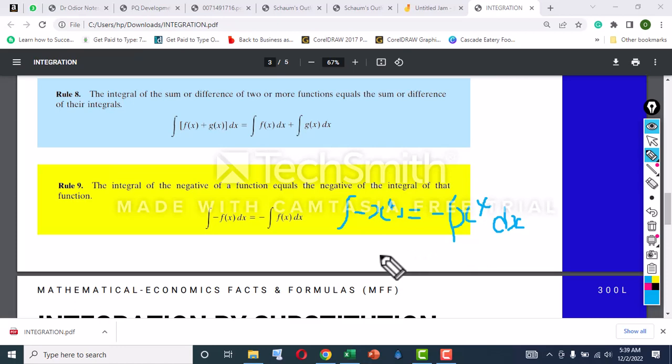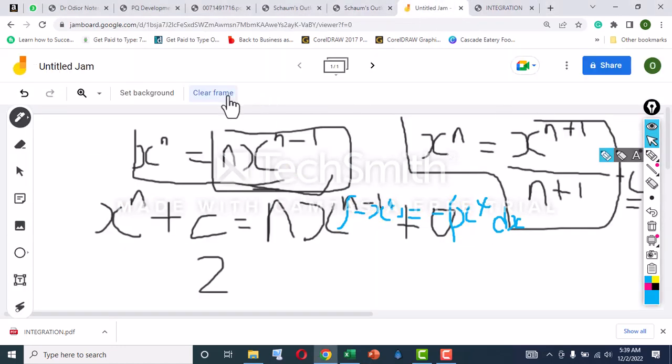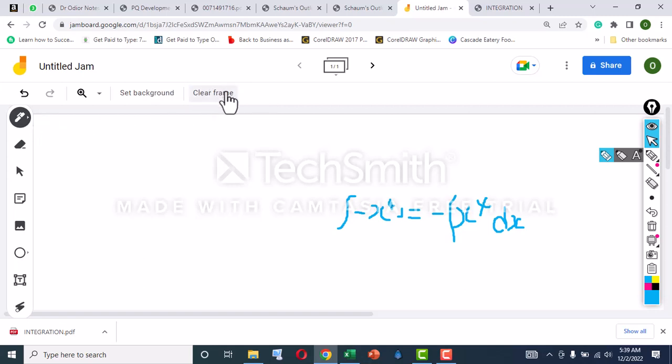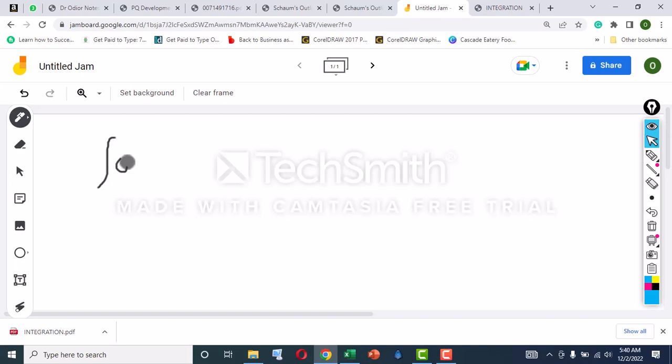I remember the one more I wanted to add, so that can be the next rule. Let me come to my Jamboard, my whiteboard. So what this rule is actually saying, there's a rule called the exponential function. For example, if you are given the integration of a, it looks like that's e, but this one is not e. e is a constant number with a fixed value, but this one, a can be anything. a raised to bx dx.